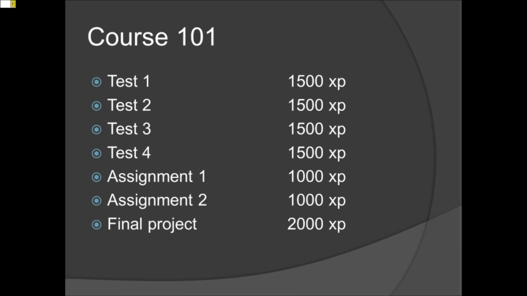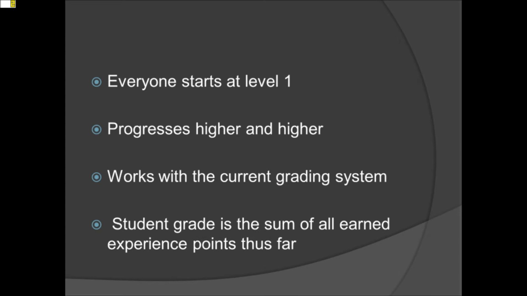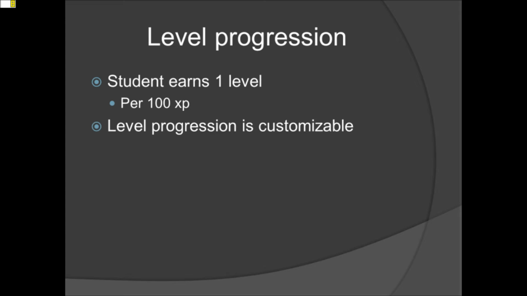Okay, so let's take that same example and apply an XP model to it. Under the new grading system, students all start at level 1 and will progress to level 100 over the course of the semester. This model works with the current grading system since experience points need only be applied to grade weights. The only thing the teacher may need to figure out is level progression. Using this model, you can tell that the student will gain a level for every 100 XP earned.